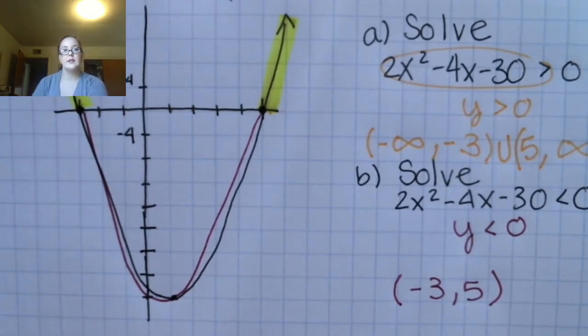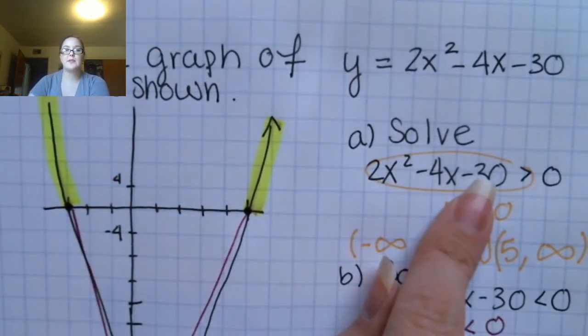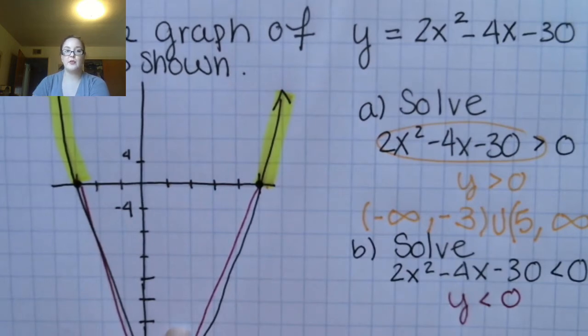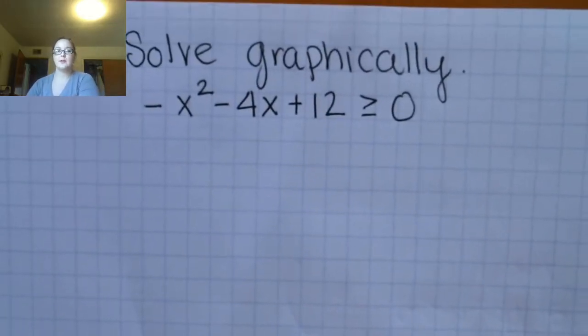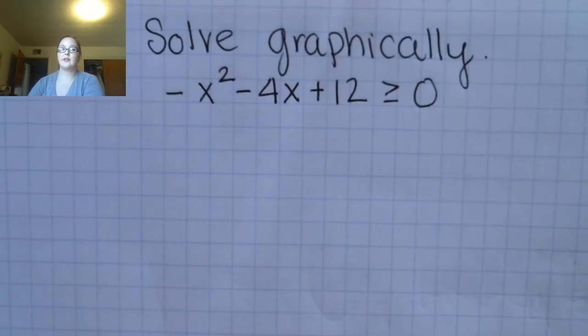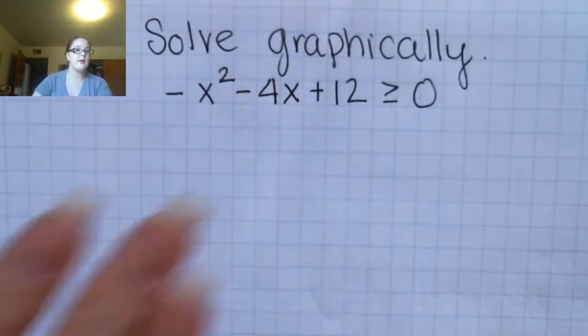All right. So this is how you can answer these same types of questions using a provided graph. Okay, so let's do one example where we're the ones to come up with the graph. Okay, so the directions say solve graphically. This is important because the other direction said solve algebraically. So when you see solve algebraically, you know that you're going to need to make a sign chart. When you see solve graphically, you know that you're going to make a graph.